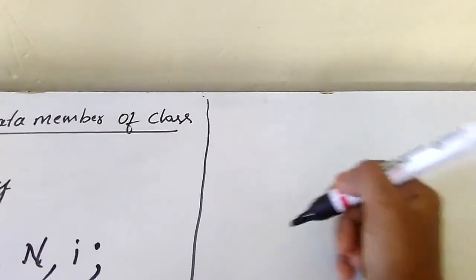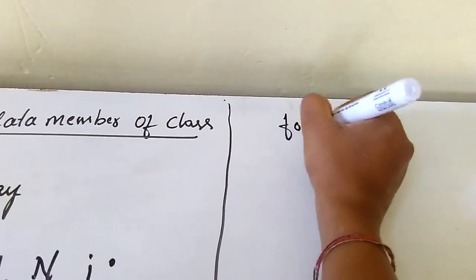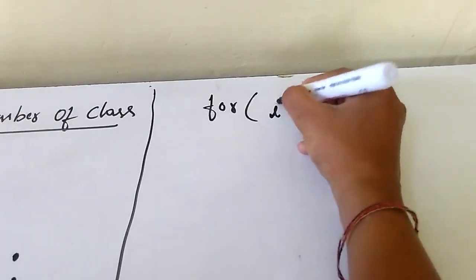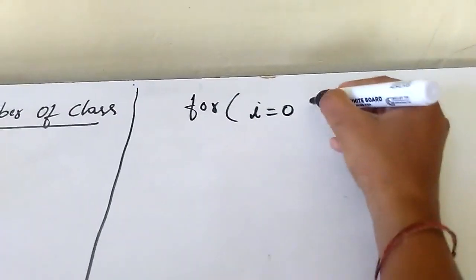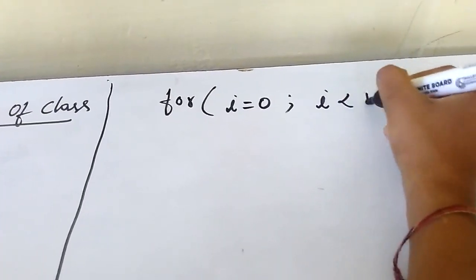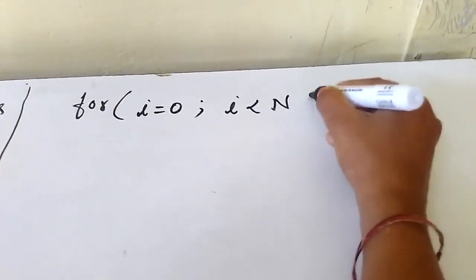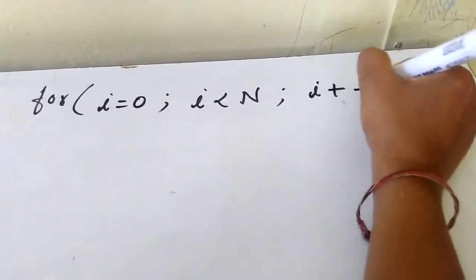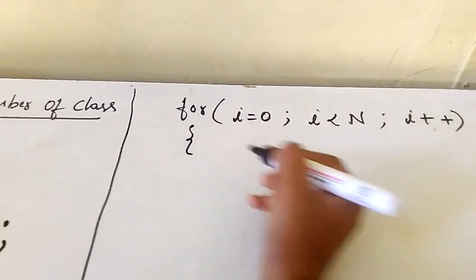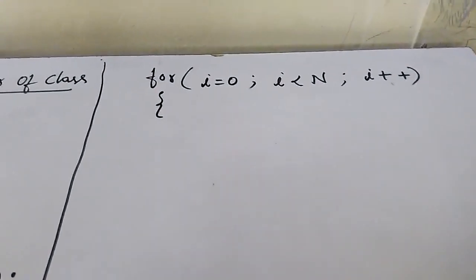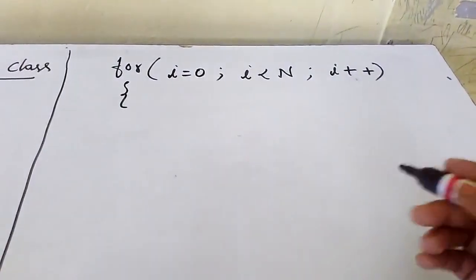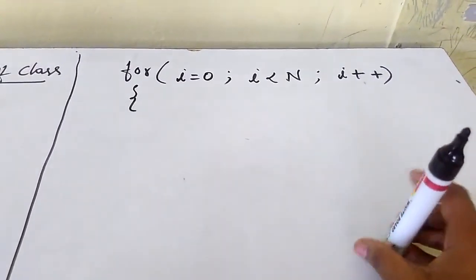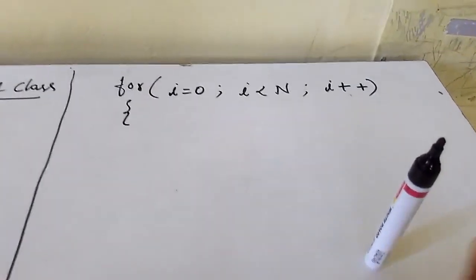First, we need a for loop here. For i is equal to 0, i less than n. If I take n as 5, it runs 0 to 4, i plus plus. Our first element has to be stored at the 0th location, second element at the first location, third element at the second location, like that up to n minus 1 locations it has to be stored.